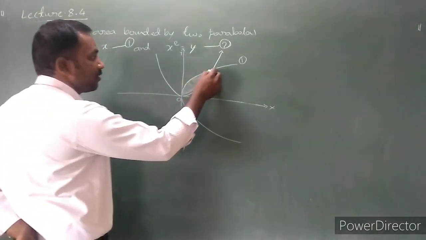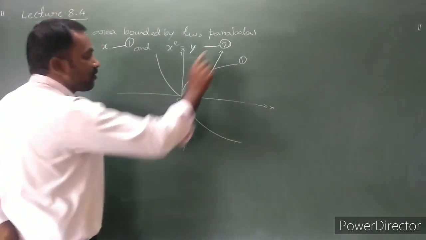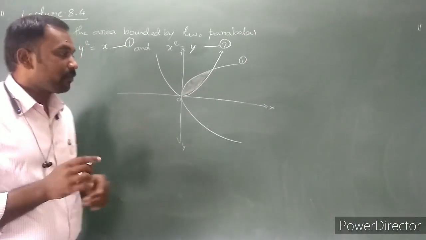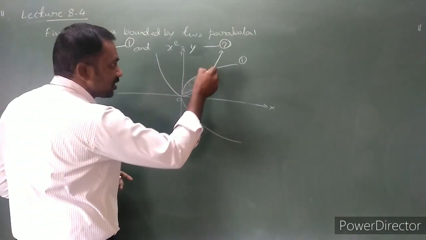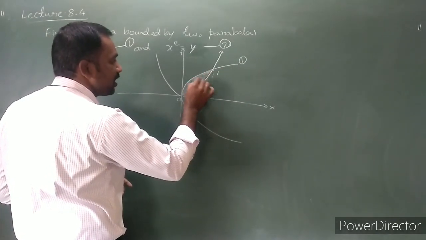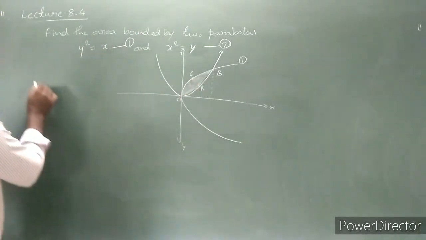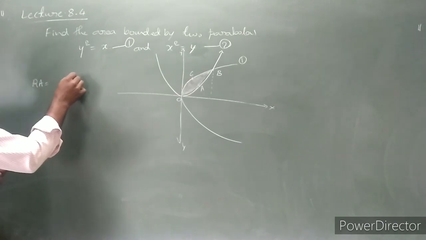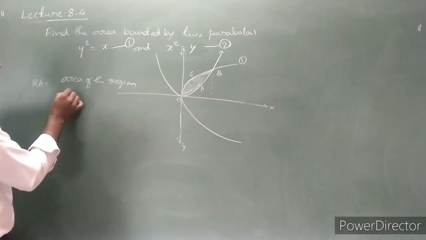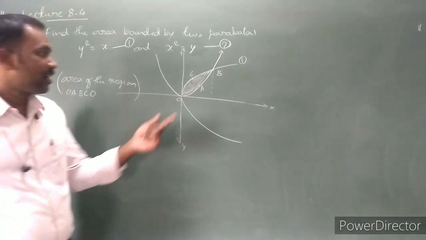How to find this required area? Very carefully observe what is equation number 1 and what is equation number 2. If you interchange the equation numbers, then it will be a very big mistake. Now this area is required. Here I name the points A, B, and C. What is the required area? It is the area of the region O, A, B, C.